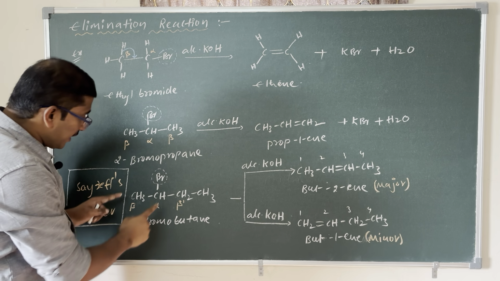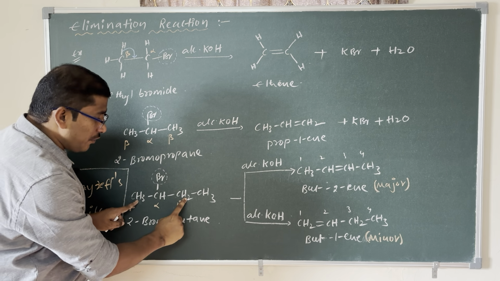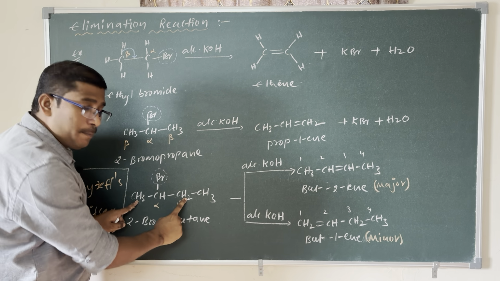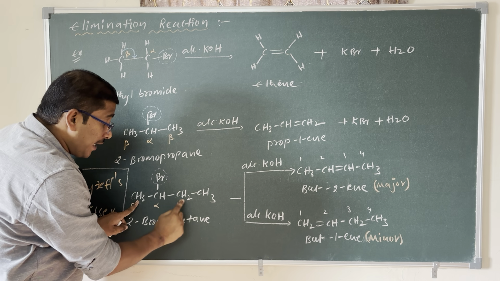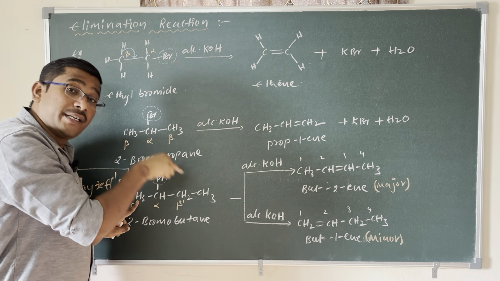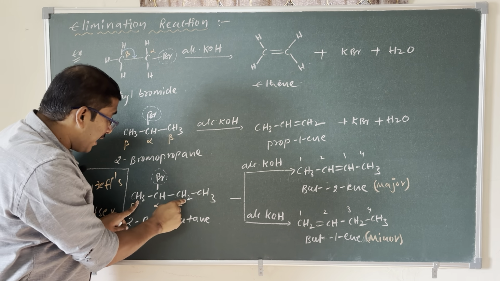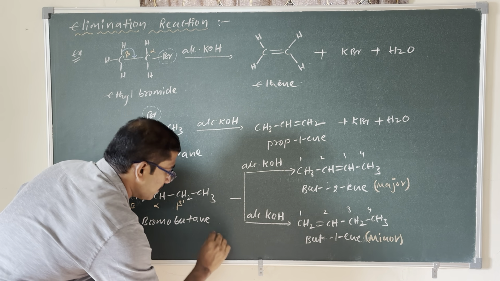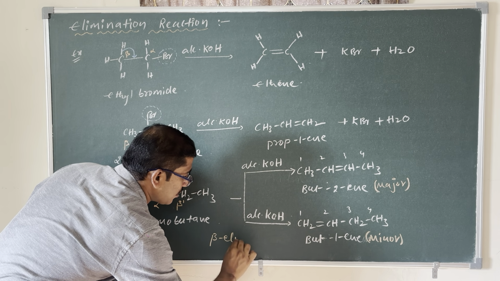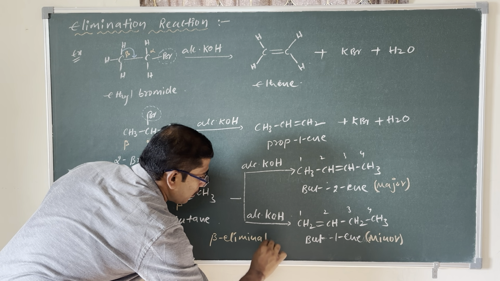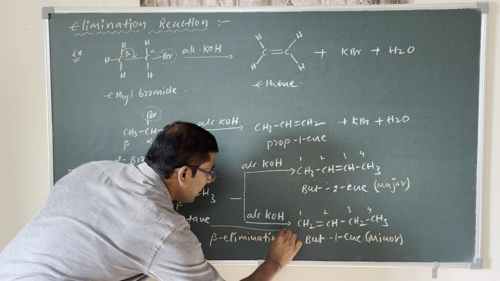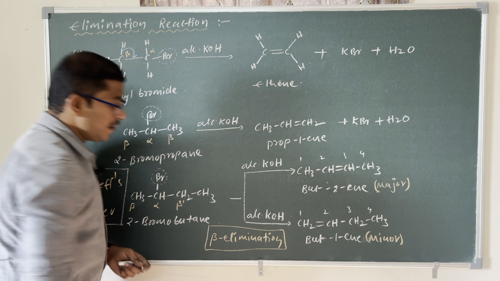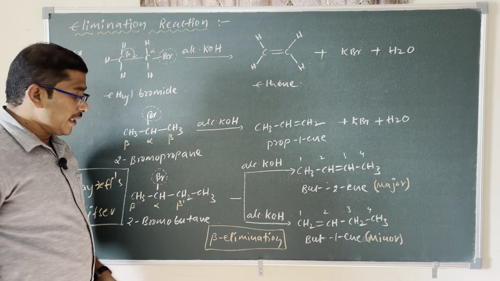See here, in the elimination process, the beta hydrogen plays an important role. From alpha carbon, halogen is generally eliminated. But which hydrogen? Beta hydrogen plays an important role. Hence, this process is also known as beta elimination. What is the name of the process, students? Beta elimination process. Okay, so keep in mind, very very important, beta elimination.